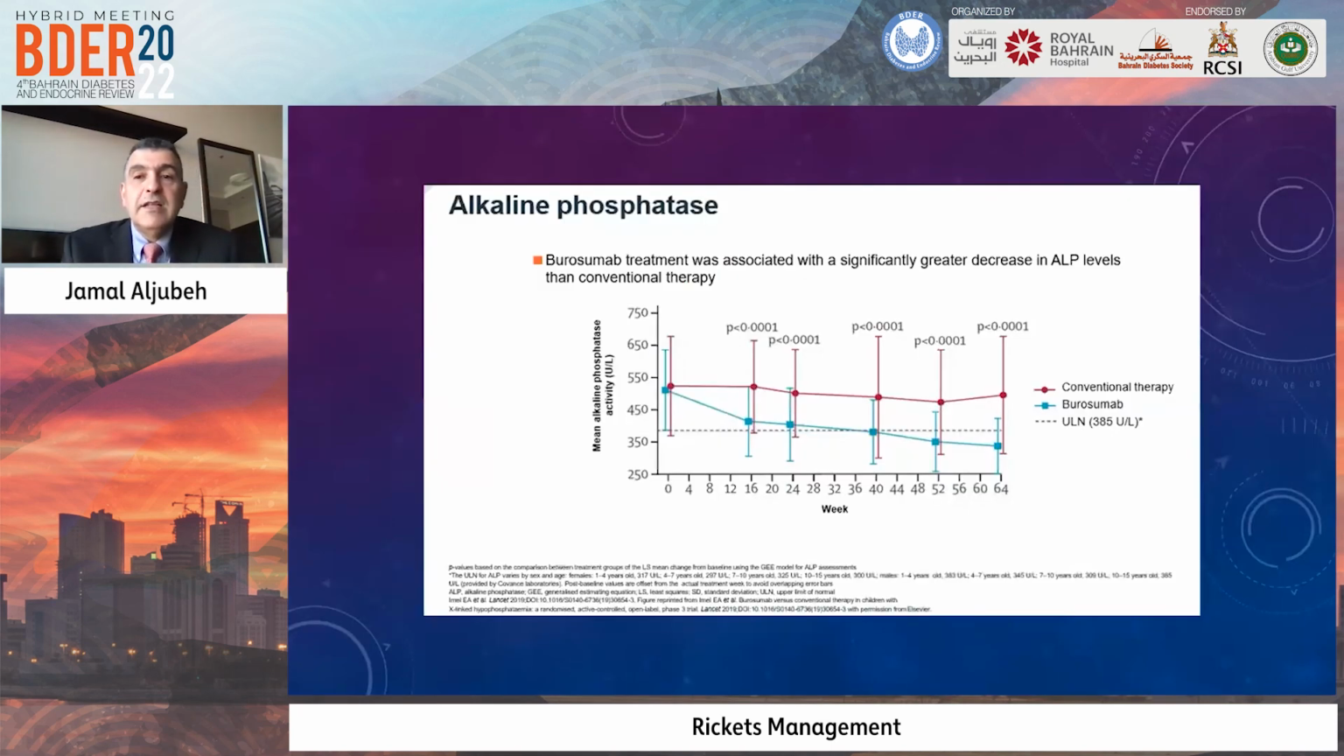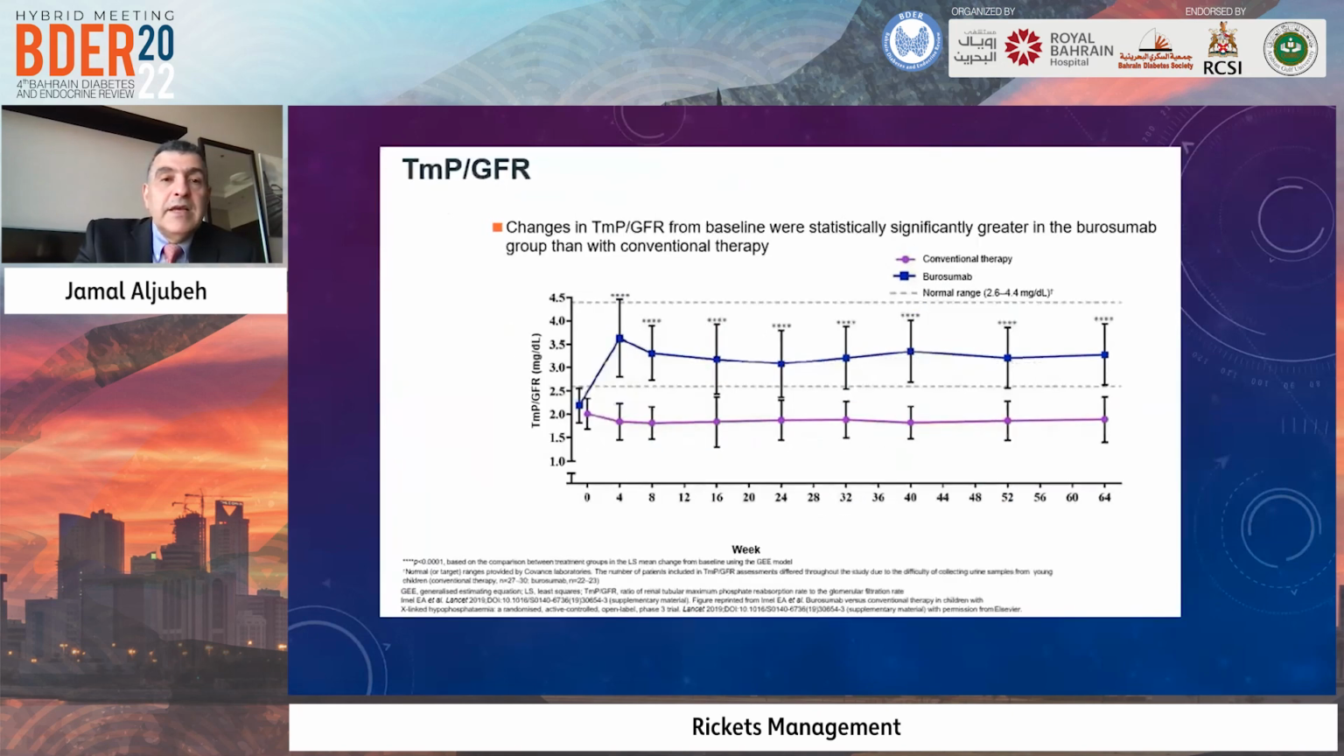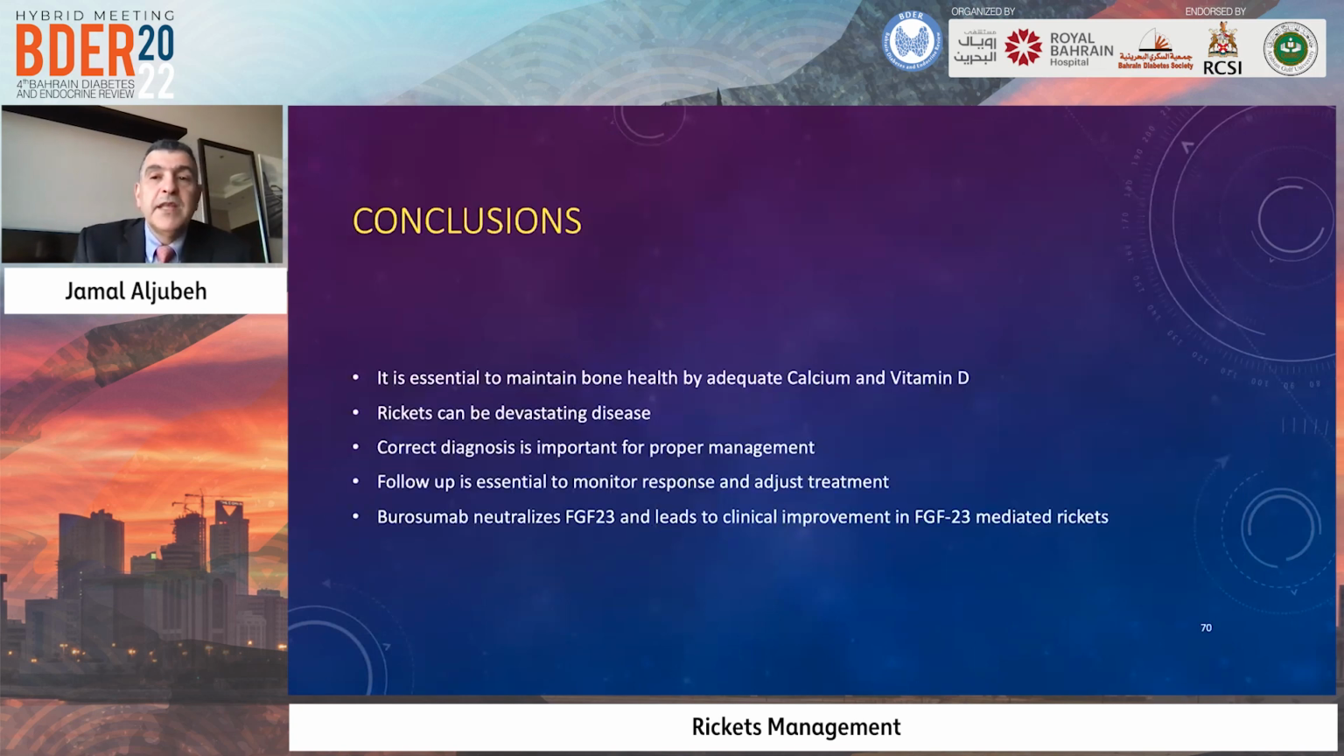1,25-dihydroxyvitamin D. In trials in pediatric patients, it showed improvement and normalization of alkaline phosphatase, normalization of fasting serum phosphate, normalization of the reabsorption of phosphate in the kidney, as well as improvement in the ability to walk, the amount of distance walked in a 6-minute period in patients with rickets. This reflects the functional improvement.